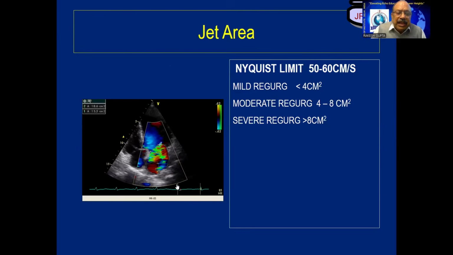First is jet area, and this is what everybody has been doing till date. And believe my words, I hardly do it. I'll tell you why I hardly do it. So what do we do? We look at the jet of regurgitation. As soon as we see a jet in systole, we trace the jet area in systole. Remember 4, remember 8. Less than 4 is mild, more than 8 is severe, and somewhere in between is moderate. And area is always in centimeters squared.